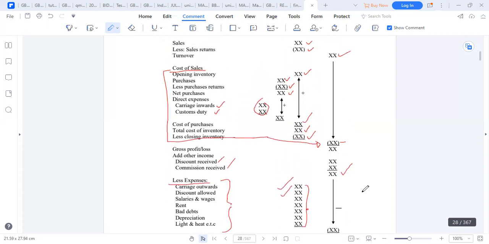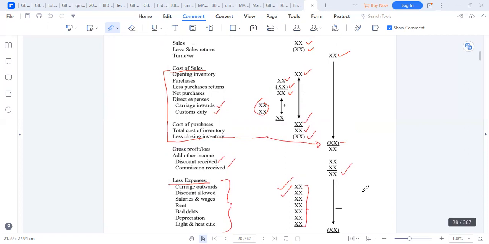I'll repeat this session, but please read aloud in your free time, because this is where accounting starts. This is where accounting starts. Are there any questions?